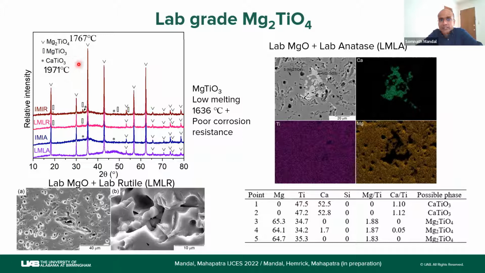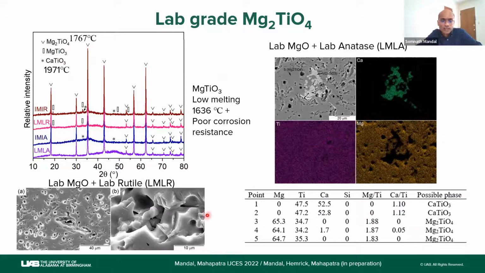There is an additional phase, calcium titanate, which was present in all of the samples, even though it was identified only for the industrial grade materials, because the calcium content was 0.75%, about 3 times that of lab grade materials. But calcium titanate is a good thing. It melts at a very high temperature. It's a refractory phase, and it's fine to have it in the microstructure. In lab grade anatase, the calcium titanate is present in the intergranular regions, and with EDS we found almost a 1.1:1 calcium to titanium atomic ratio.